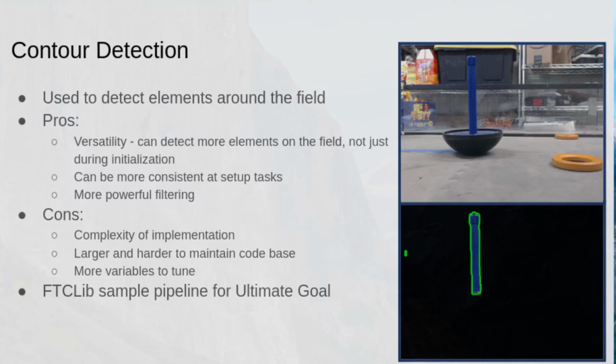However, it is not always the best tool for the job. Implementing a proper pipeline with contours can take time and be hard to maintain and hard to tune. The contour technique saw a rise in popularity last year after our team contributed a sample pipeline to FTC Lib using it, an open source library for FTC. Many users of this library have had great success with the vision, and we hope to see it continue to grow this year.